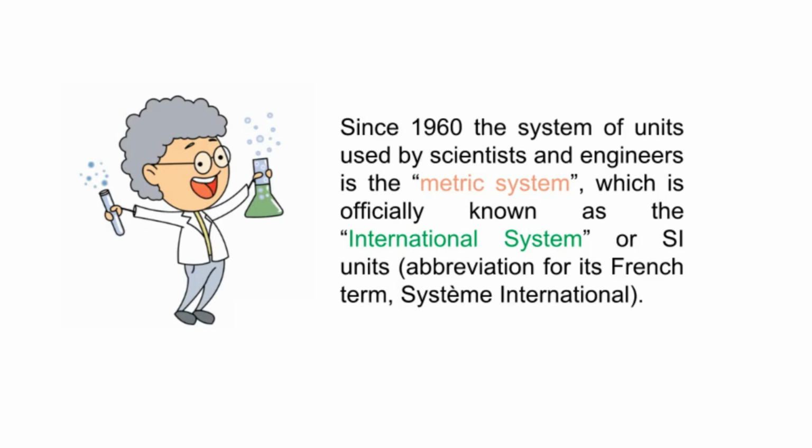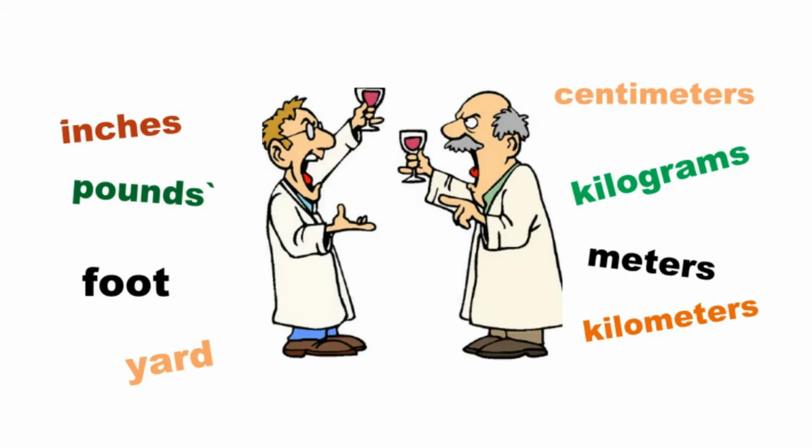Since 1960, the system of units used by scientists and engineers is the metric system, which is officially known as the International System or SI units. To make sure that scientists from different parts of the world understand the same thing when referring to a measurement, standards have been defined for measurements of length, time, and mass. Not inches, feet, yard, and pounds. No, it's meters, centimeters, kilometers, and kg.